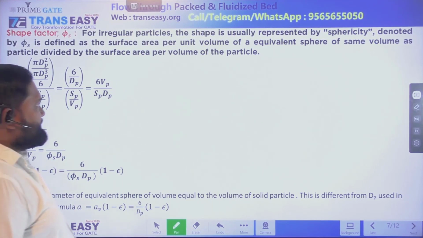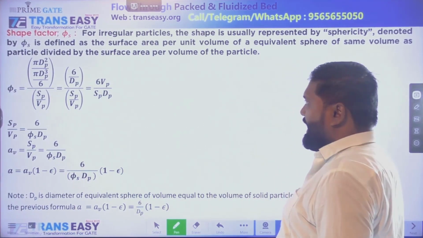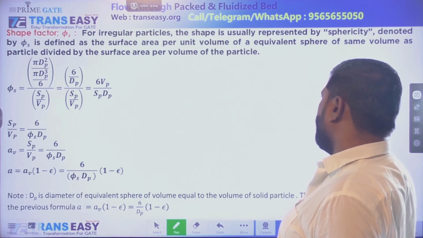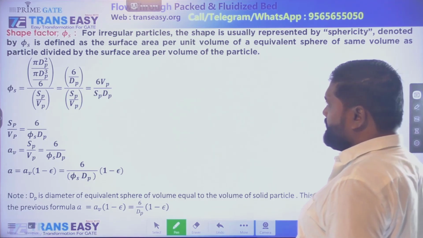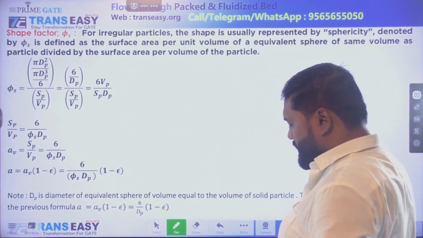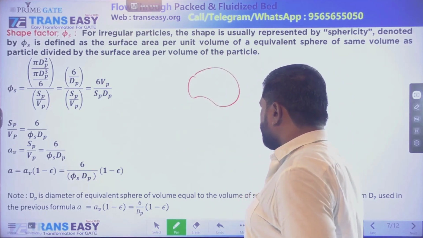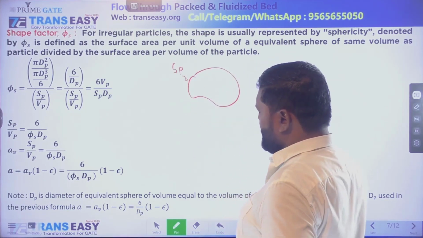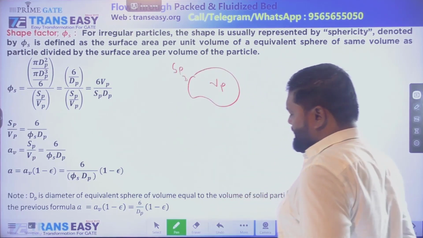For irregular particles, the shape is usually represented by shape factor or sphericity, denoted by phi s. It is defined as the surface area per unit volume of the equivalent sphere of the same volume as the particle, divided by the surface area per unit volume of the particle, right? So dear students, we have an irregular shaped particle. SP is the surface area of this irregular particle and VP is the volume enclosed by surface area SP, right?